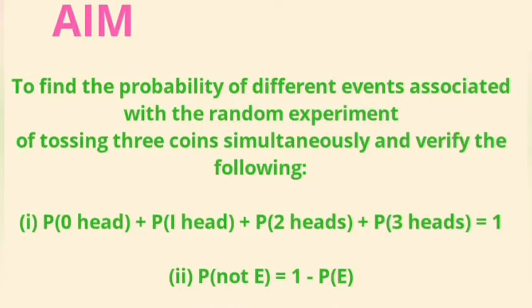with a random experiment of tossing 3 coins simultaneously, and then we will be verifying that the probability of getting no heads plus probability of getting one head plus probability of getting two heads and probability of getting three heads is 1. That is, the sum of the probabilities of all elementary events of this experiment comes out to be 1. Also, we will be showing that the probability of not happening of an event is 1 minus the probability of happening of an event.